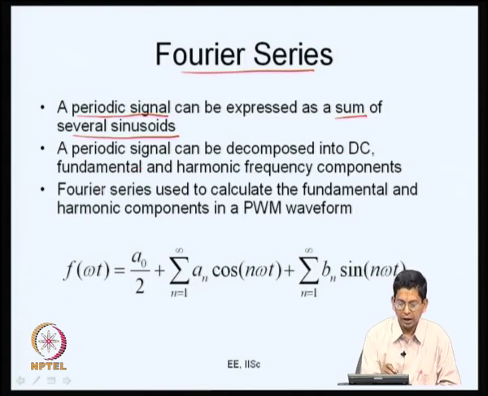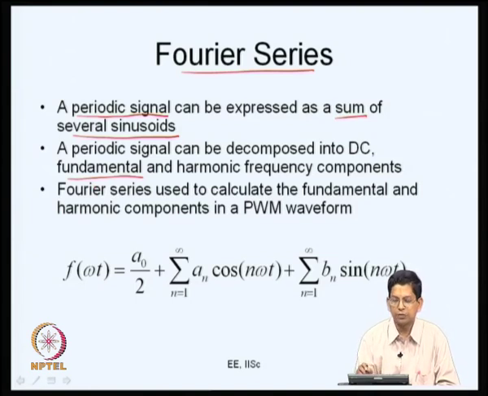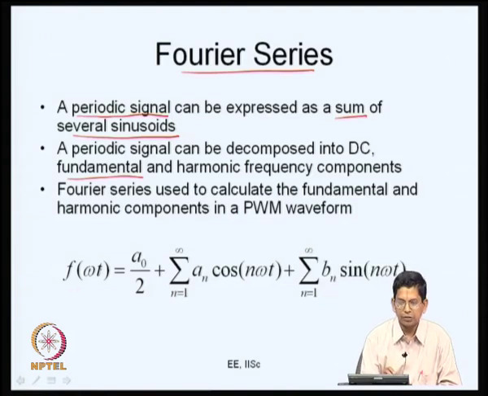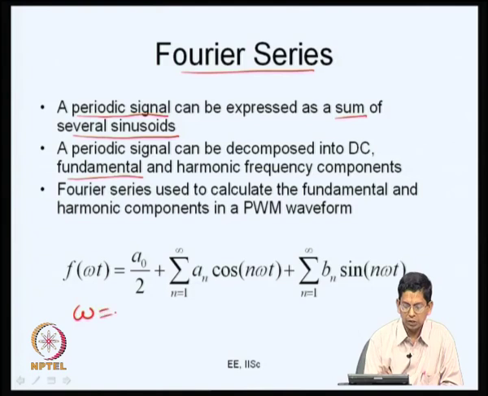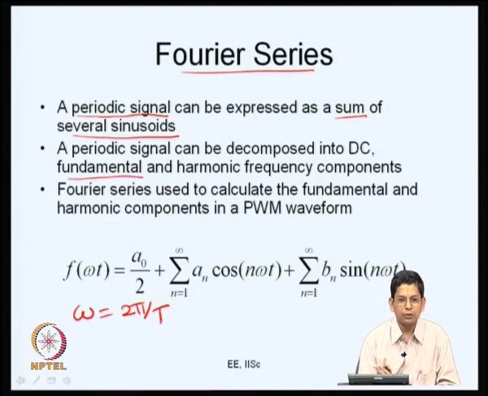Next is, it can have what is called the fundamental frequency, that is the same periodicity as the actual waveform, and it can also have harmonic frequencies, which are integral multiples of the fundamental frequency now. So, a periodic signal can be decomposed into a DC component, a fundamental component, and a set of harmonic components as indicated here now. So, here what I have given is some f of omega t. Instead of time I have taken angle at the fundamental frequency. Here omega is equal to 2 pi upon T, where T is the time period of the waveform in question.